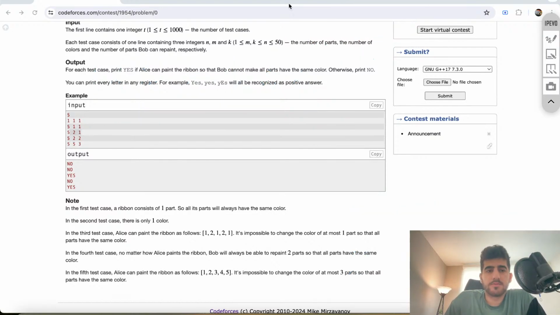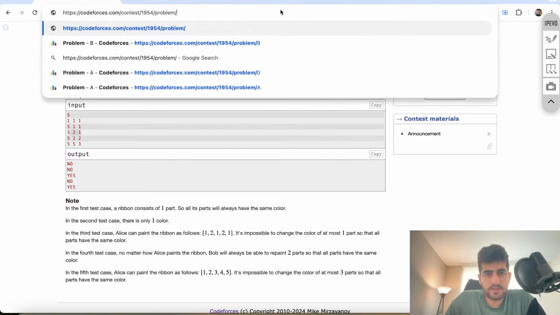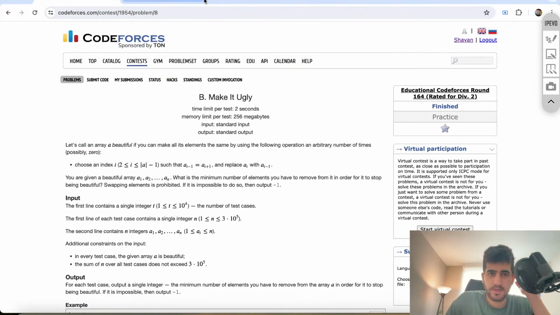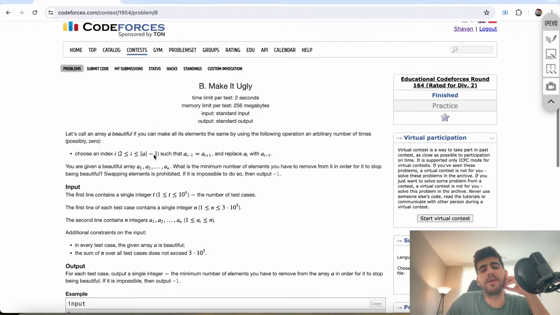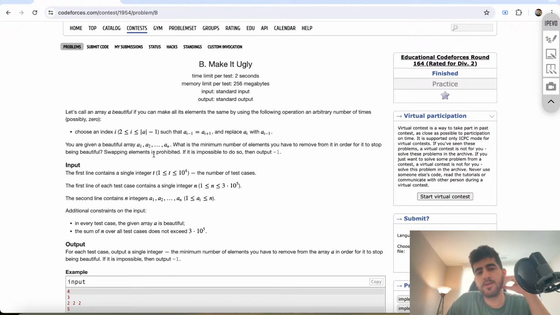Okay, so let's move on to the second problem, problem B. Make it ugly. It says that let's call an array A beautiful if you can make all its elements the same by using the following operation an arbitrary number of times, possibly 0. Choose an index i such that A of i minus 1 is equal to A of i plus 1 and replace A of i with A of i minus 1.